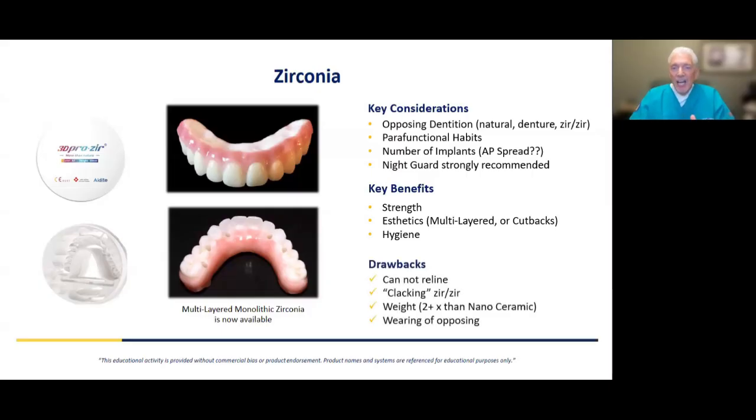Again, the drawbacks. If there is any remodeling of the bone or tissue changing, you can't add to this. You can't send it back to the lab and have them add porcelain to it. That doesn't work. You'd have to have a whole new prosthesis made if you needed a reline. Again, the clacking sound, and I tell you, it's more than twice as heavy as what you're going to see next, the nano ceramic.